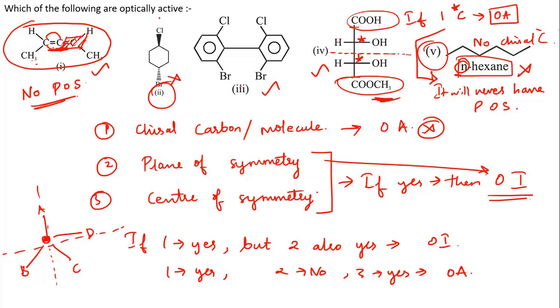This one, plane of symmetry. For E, if we draw it straight, then this guy will have a plane of symmetry, so ergo this guy can't be. This is the biphenyl. Biphenyl means one will be in the horizontal position and the other will be in the vertical position to avoid the repulsion between chlorine and chlorine. So then we will have no plane of symmetry. So then this guy can be optically active.